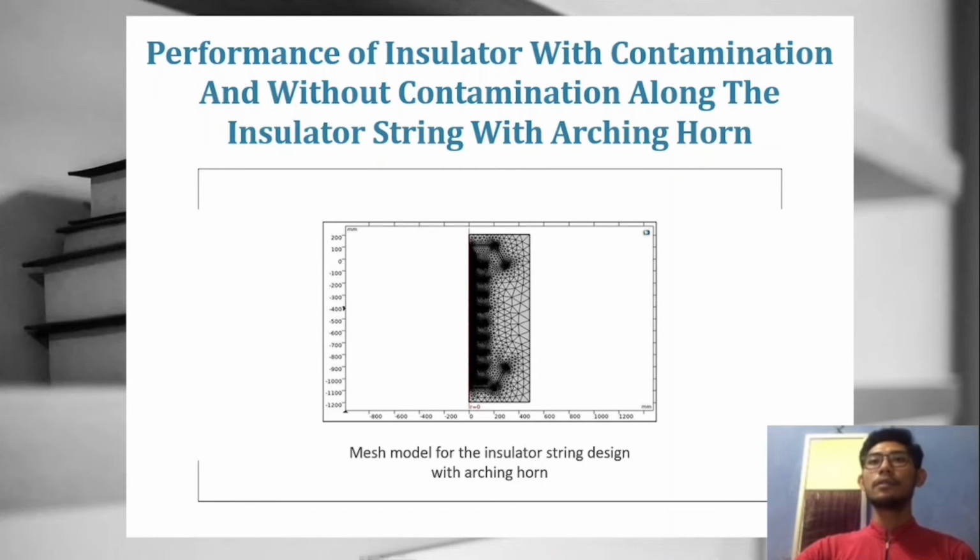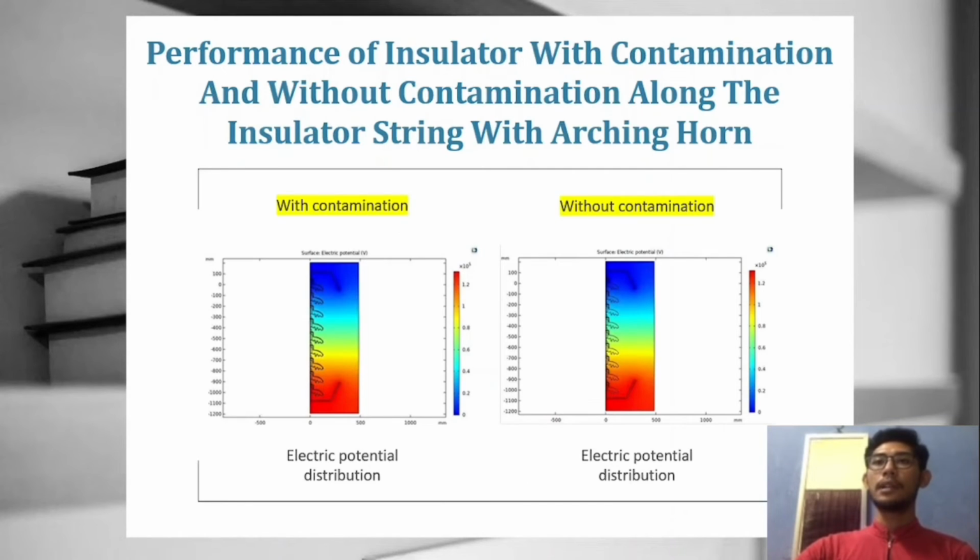I will continue the presentation for the performance of the insulator with contamination and without contamination along the insulator string with arcing horn. This is the result that you get from the simulation for the mesh model for the insulator string design with arcing horn. And next, for the with contamination and without contamination electric potential distribution result from the simulation, this is the surface of electric potential.